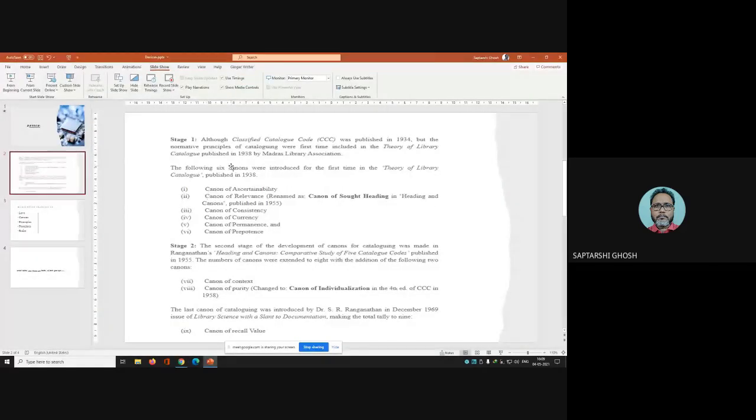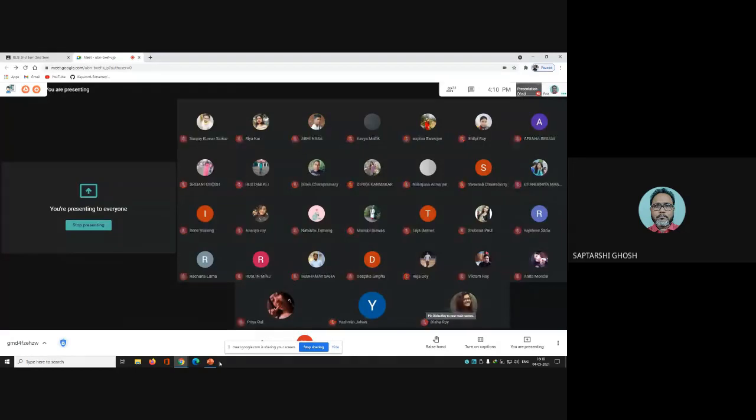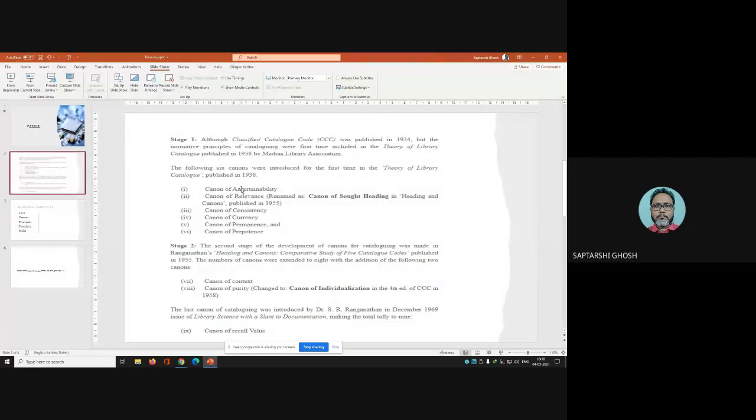Now see, I am starting with the very first canon, the canon of ascertainability. What is the canon of ascertainability? It tells us whether a name, author name, place of publication, anything can be ascertained, that is, identified, from the document or not. Can we ascertain the year of publication of the book? This is the canon of ascertainability. If it is there, it's okay. If it is not there, then we have to go for some rules.